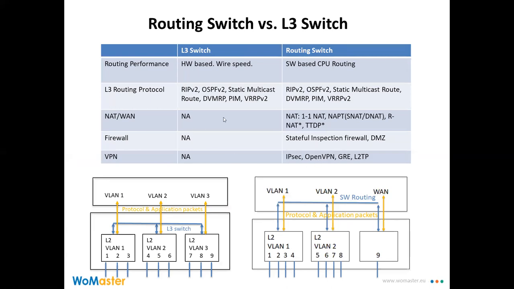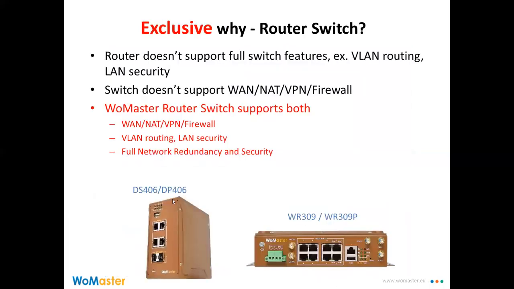In the layer 3 switch, you can see there is no WAN port and no NAT. The routing switch provides NAT and WAN port as well, plus stateful firewall, DMZ, and also VPN. So that's the major difference you can see here. The routing switch provides a WAN port for the firewall, VPN and NAT functions, but routing goes to the CPU using a chip.